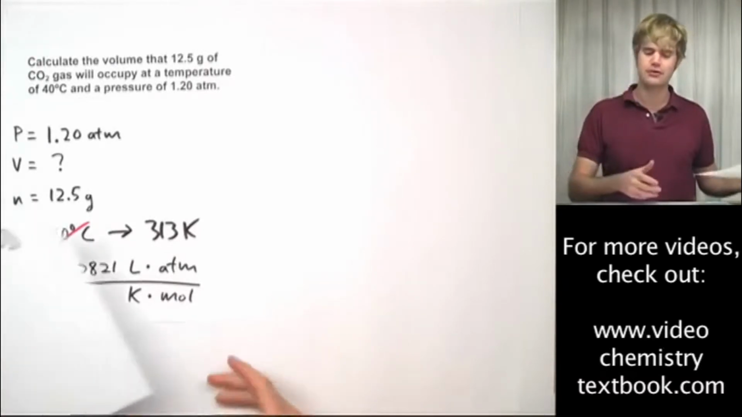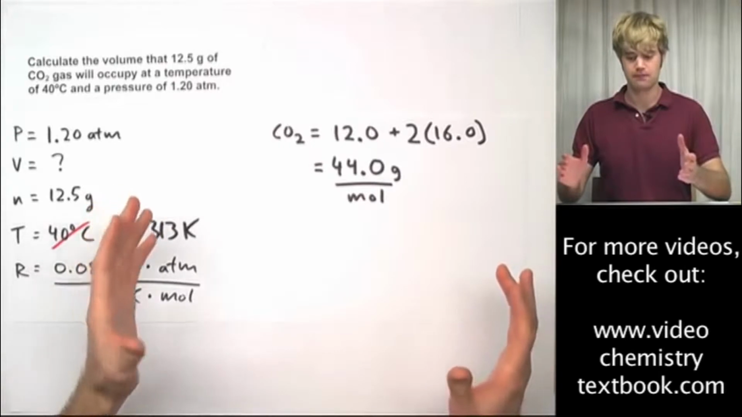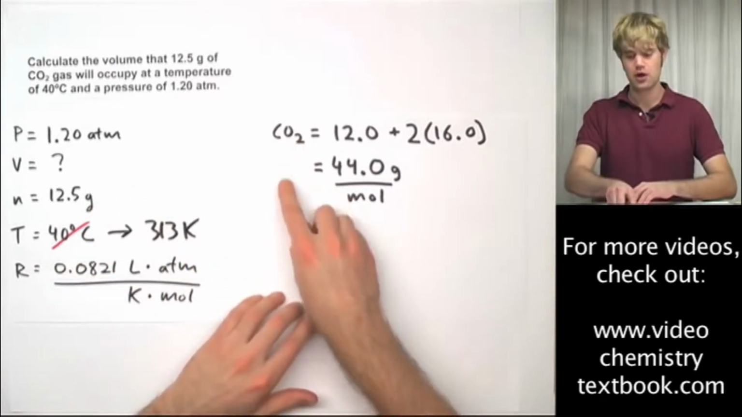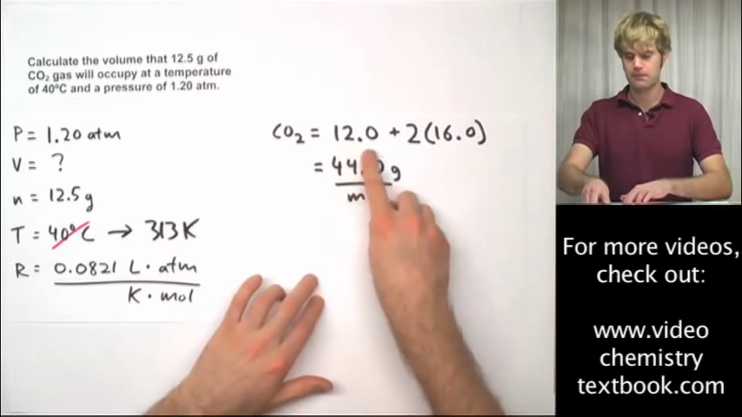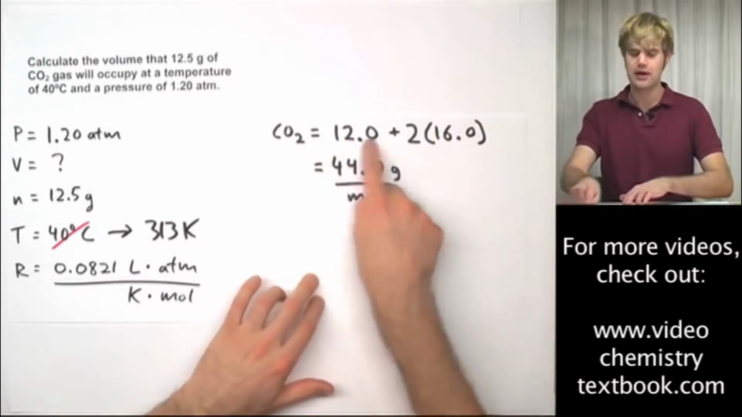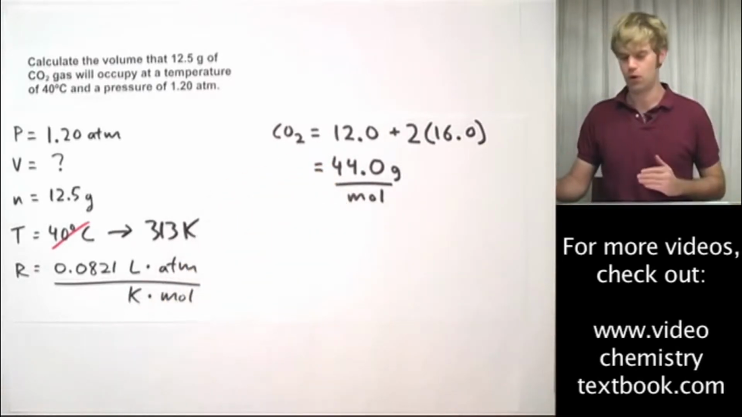So the first thing we have to do is determine the molar mass of carbon dioxide. Well, it has 1 carbon and 2 oxygens. So we take the mass of carbon plus 2 times the mass of oxygen, add these together, and it gives us 44.0 grams for each mole.